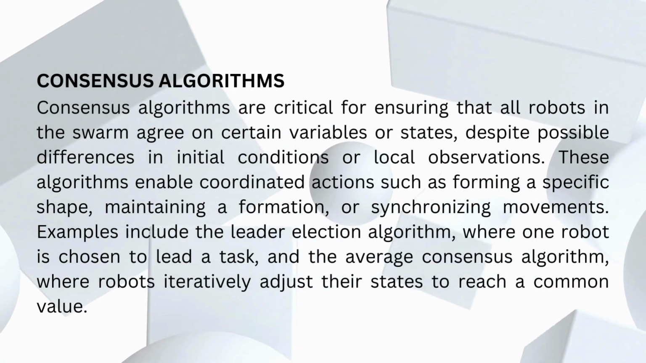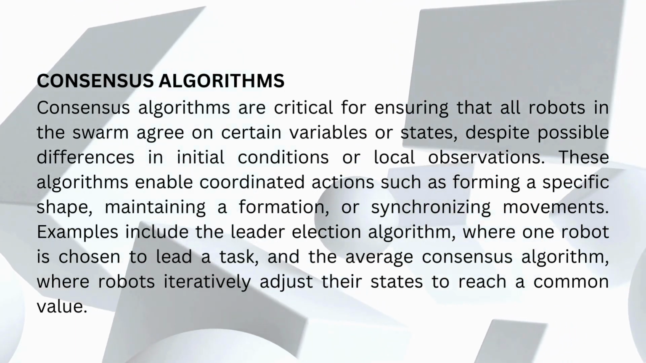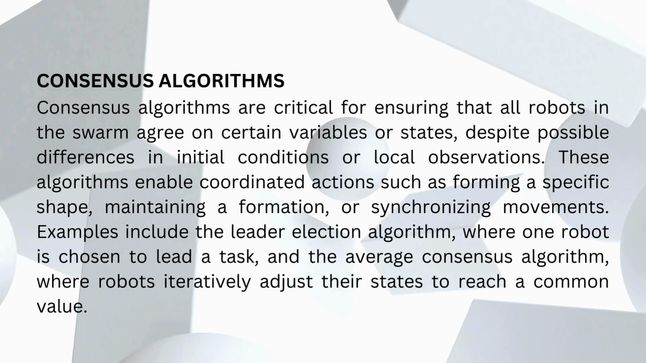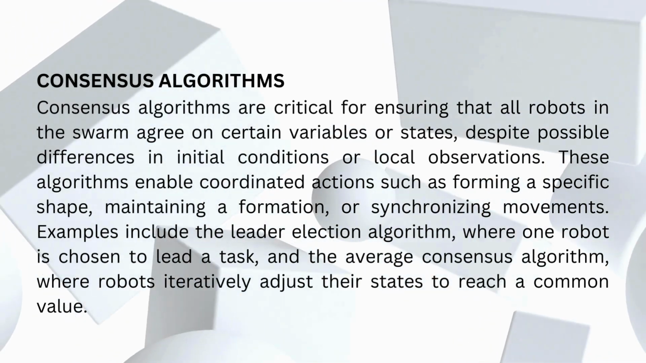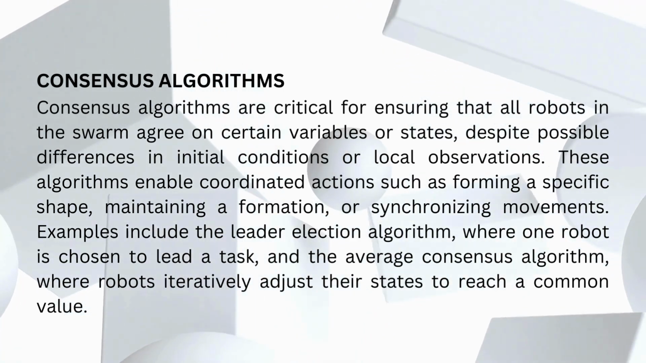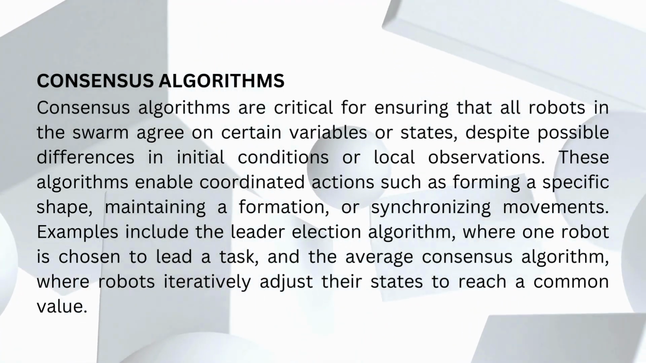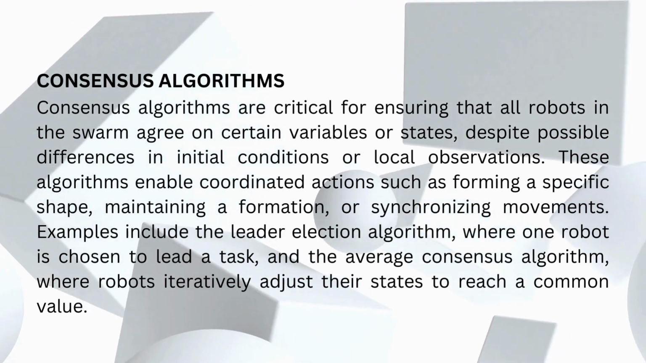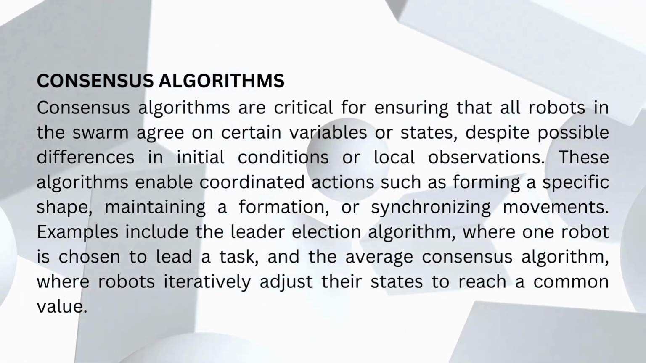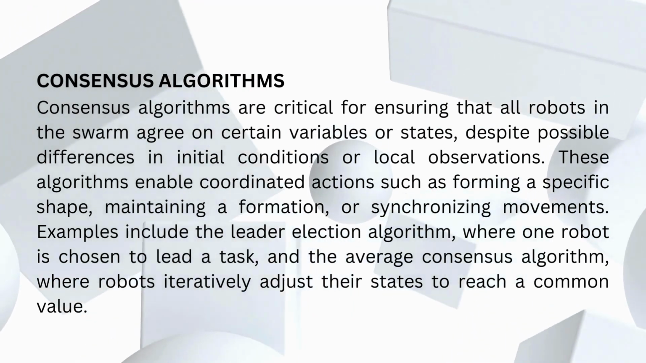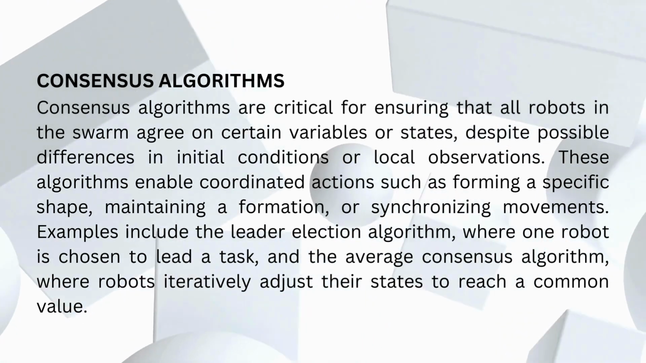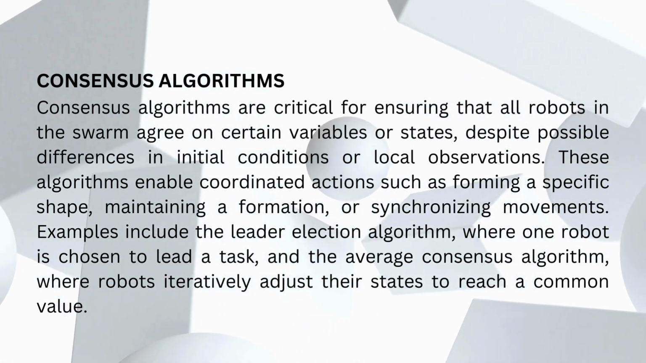Consensus algorithms. Consensus algorithms are critical for ensuring that all robots in the swarm agree on certain variables or states, despite possible differences in initial conditions or local observations. These algorithms enable coordinated actions such as forming a specific shape, maintaining a formation, or synchronizing movements. Examples include the leader election algorithm, where one robot is chosen to lead a task, and the average consensus algorithm, where robots iteratively adjust their states to reach a common value.